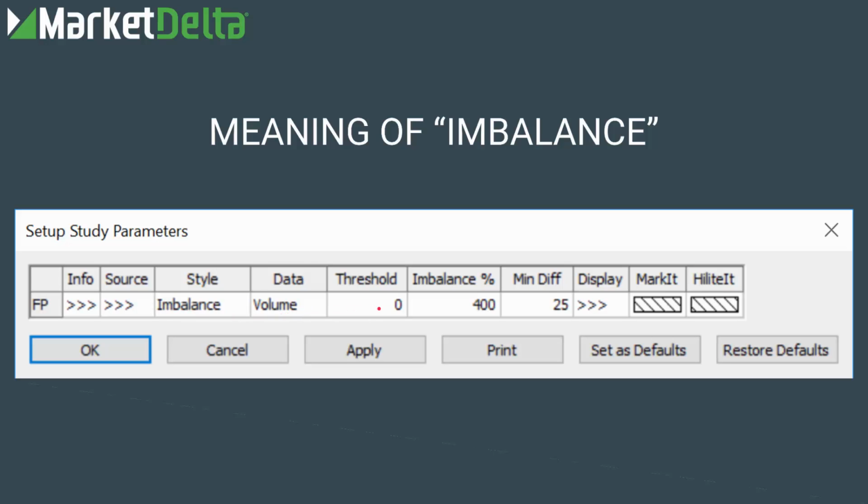And these fields right here, the imbalance percent and min diff, minimum differential, these are only displayed when you're looking at the imbalance footprint. So imbalance percent, this is the percentage difference between that bid traded and that ask traded volume. So when we set it to 400, it's requiring that there be a 400% difference in volume between that bid traded and ask traded.